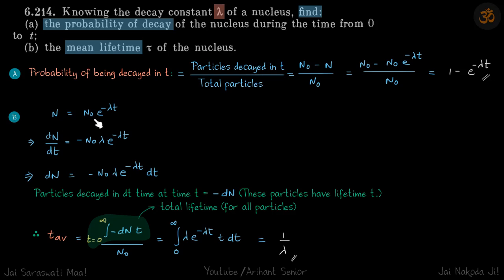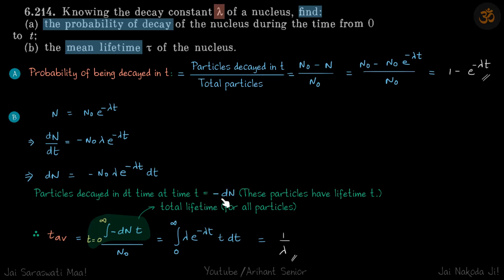Now let's see first in dt time how many particles get decayed at a given time t. For that we'll do dn by dt. So dn by dt is minus n naught lambda e to the power minus lambda t, which gives dn equal to this much. So this is the change in the number of particles, which means these many particles have decayed in dt time at a given time t. Now dn is a negative quantity because the number of particles keeps decreasing, so if we talk about the number of particles decayed, we have to put a negative sign because that should be a positive quantity.